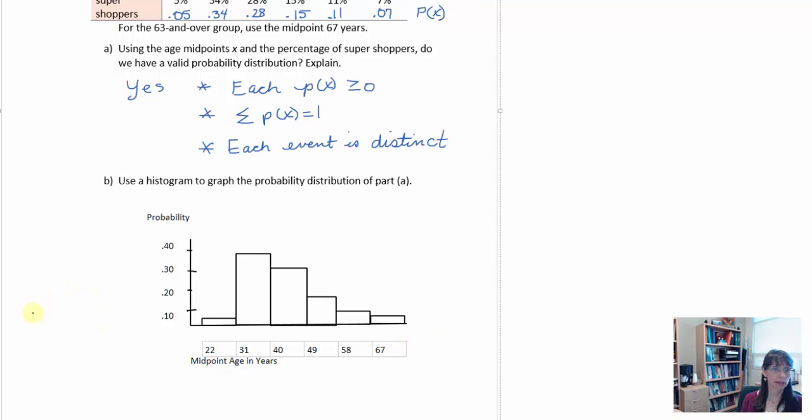Again, it's up to you if you would like to write what percentages fall at the top of each of these bars. If you wanted to write in 0.05, 0.34, 0.28, 0.15, 0.11, and 0.07. That just makes it easier to read and interpret the histogram for later use.